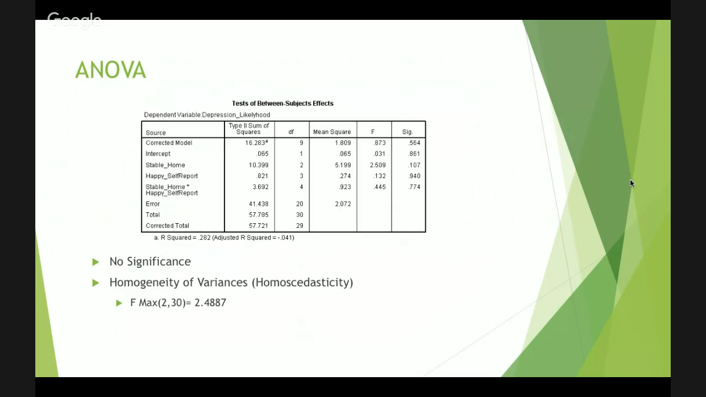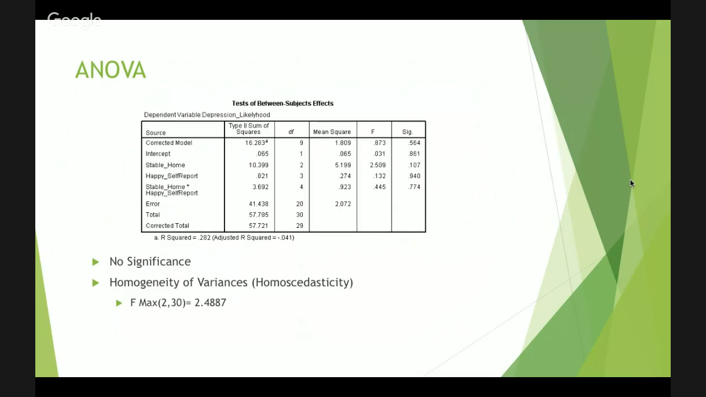So we start looking, and maybe it's homoscedasticity, or homogeneity of variances. Essentially, are the variances roughly the same? Are they similar? And so we check that. We use this F statistic. We try to find the maximum amount of variance we can have, the limit. And we look at the largest one here of the different factors, which is home stability.